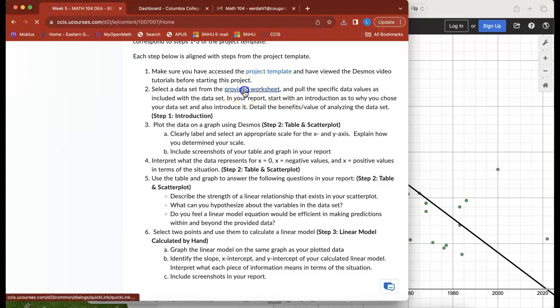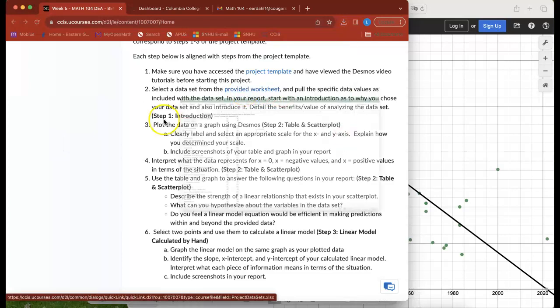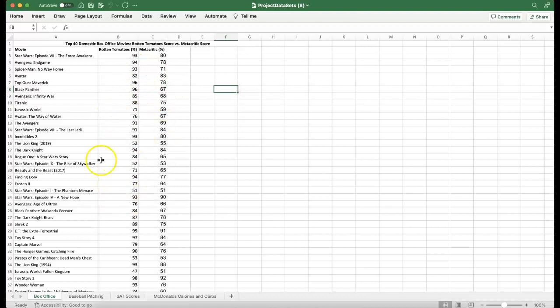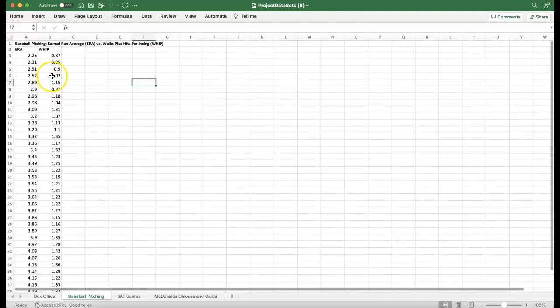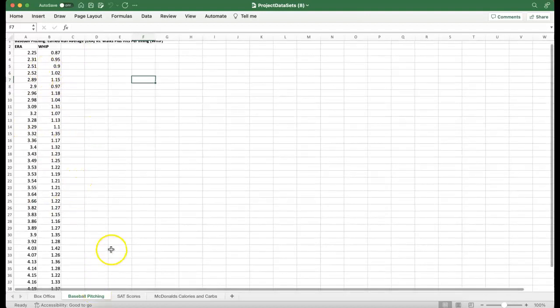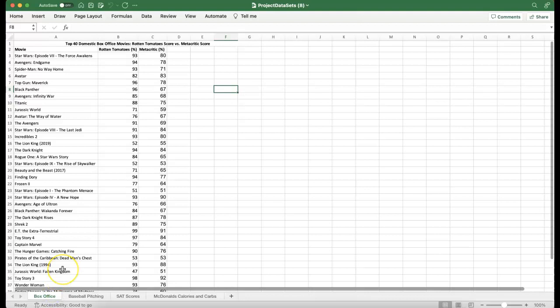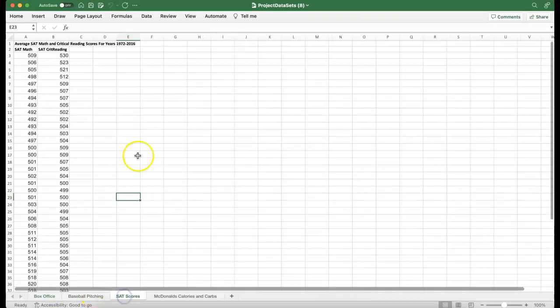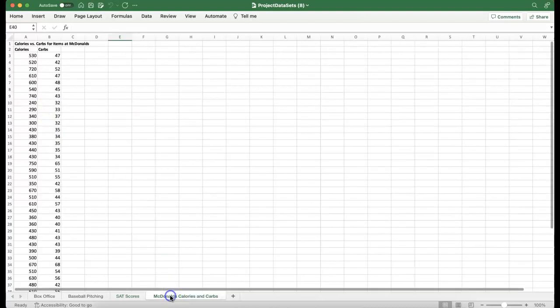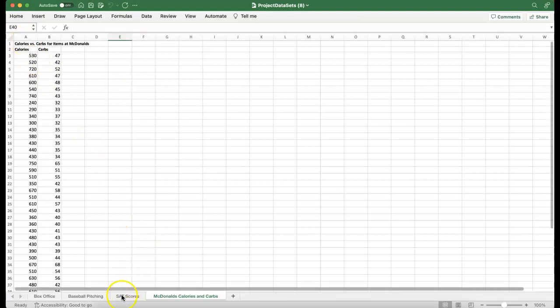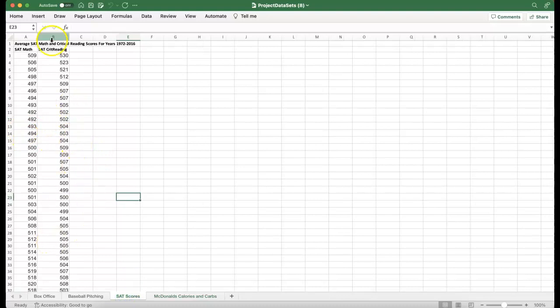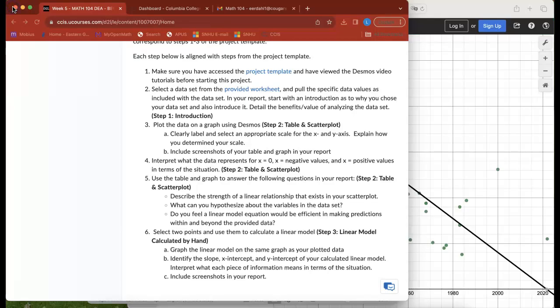Just a reminder again, here is the worksheet. So here are the data sets you're looking at. This is one data set. Then you have the baseball pitching, those of you interested in baseball. And I do love seeing projects that move past the first one. I get mostly the first one, so it's nice to see something different. Compare the SAT scores to people who are good at math as good at critical reading. McDonald's, calories versus carbs. That's kind of a hot topic, carbs and calories, so many fun things. But remember, these are your data sets that you're going to take and put into Desmos.